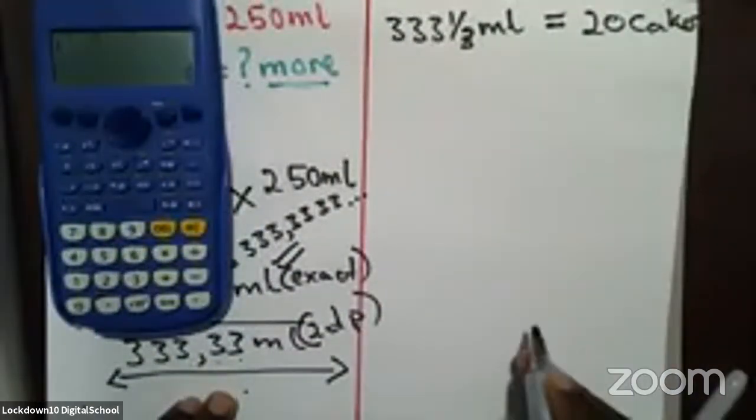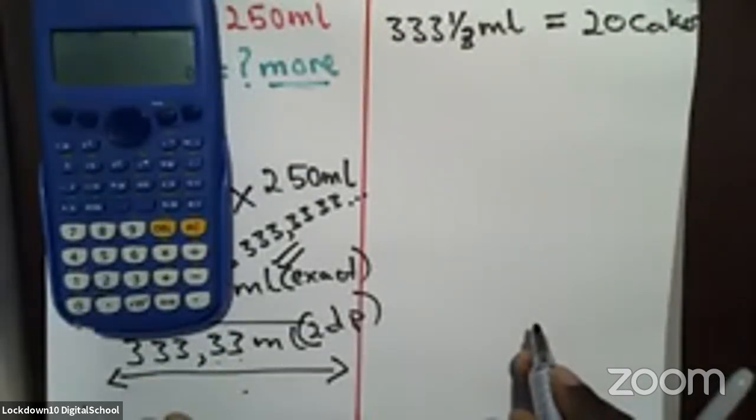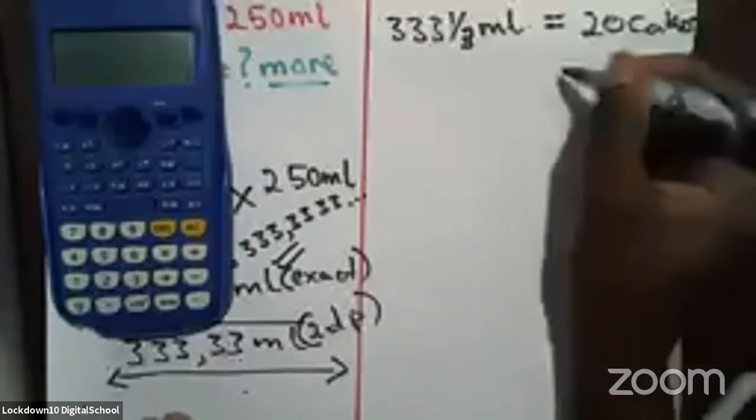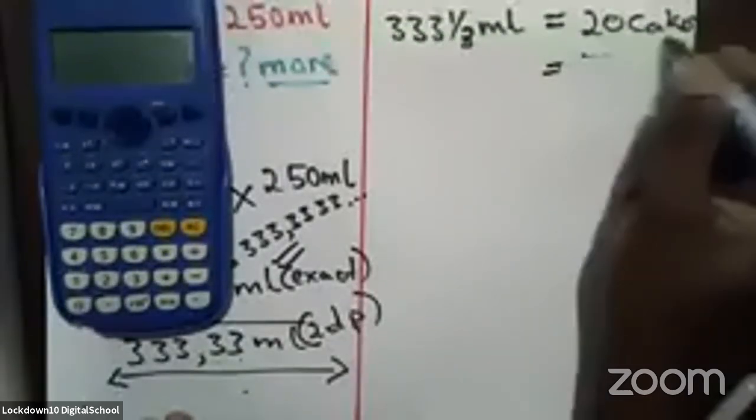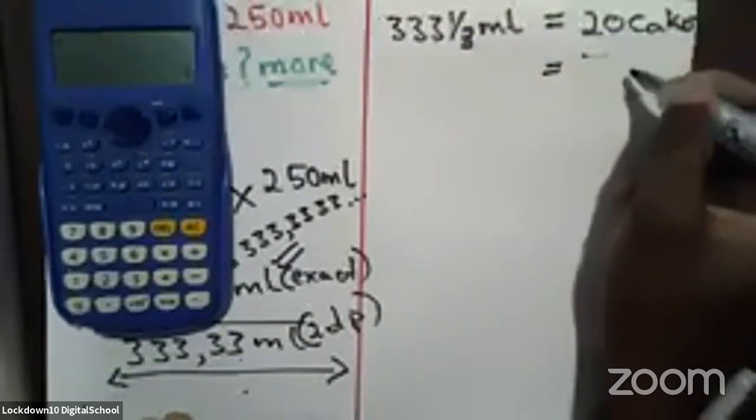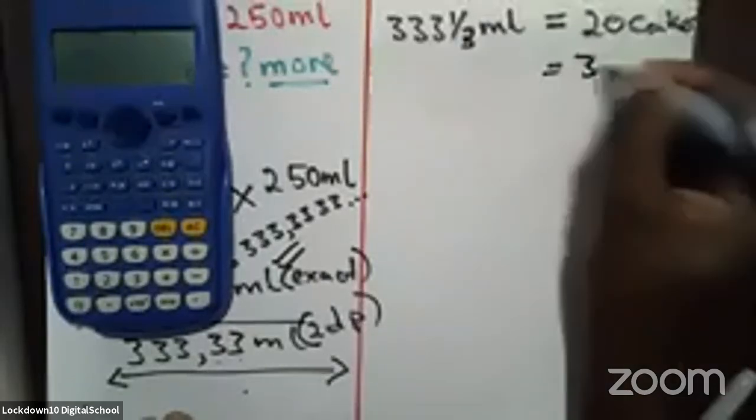The question is asking us, what will I need to use when I need to make 30 cupcakes? What amount of milk will I have to use? So I see I have written cakes this side. So this side is where I'm going to write cakes again. So I have 30 cakes.